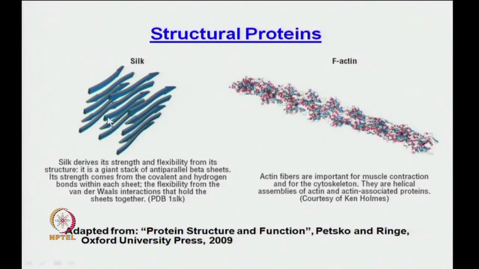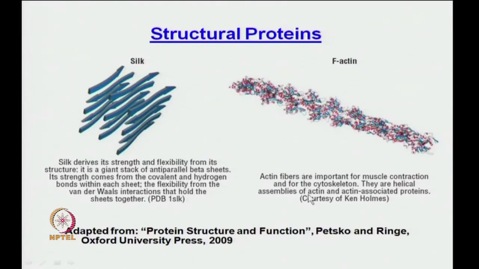And last but not least, we have the structural proteins. One is silk. You have heard about silk. Silk derives its strength and flexibility from its structure. It is a giant stack of anti-parallel beta sheets, as written out here. Its strength comes from the covalent and hydrogen bonds within each sheet. The flexibility comes from the van der Waals interactions.